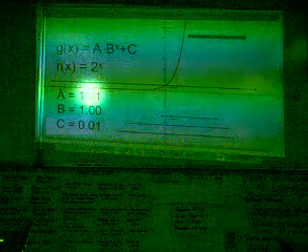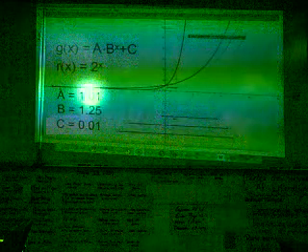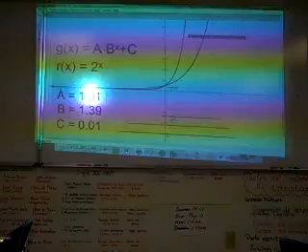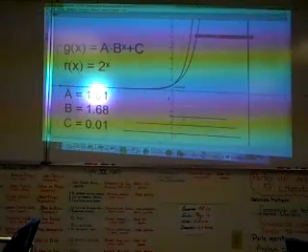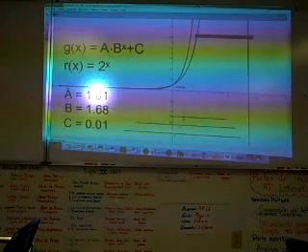If b is equal to 1 exactly, it'll be a horizontal line. If the value of b is greater than 1, it is going to be an increasing curve. The larger the base is, the faster it will increase. All right, so before we leave the base, let's make sure that we're on the same page and we have a really clear understanding of the base.